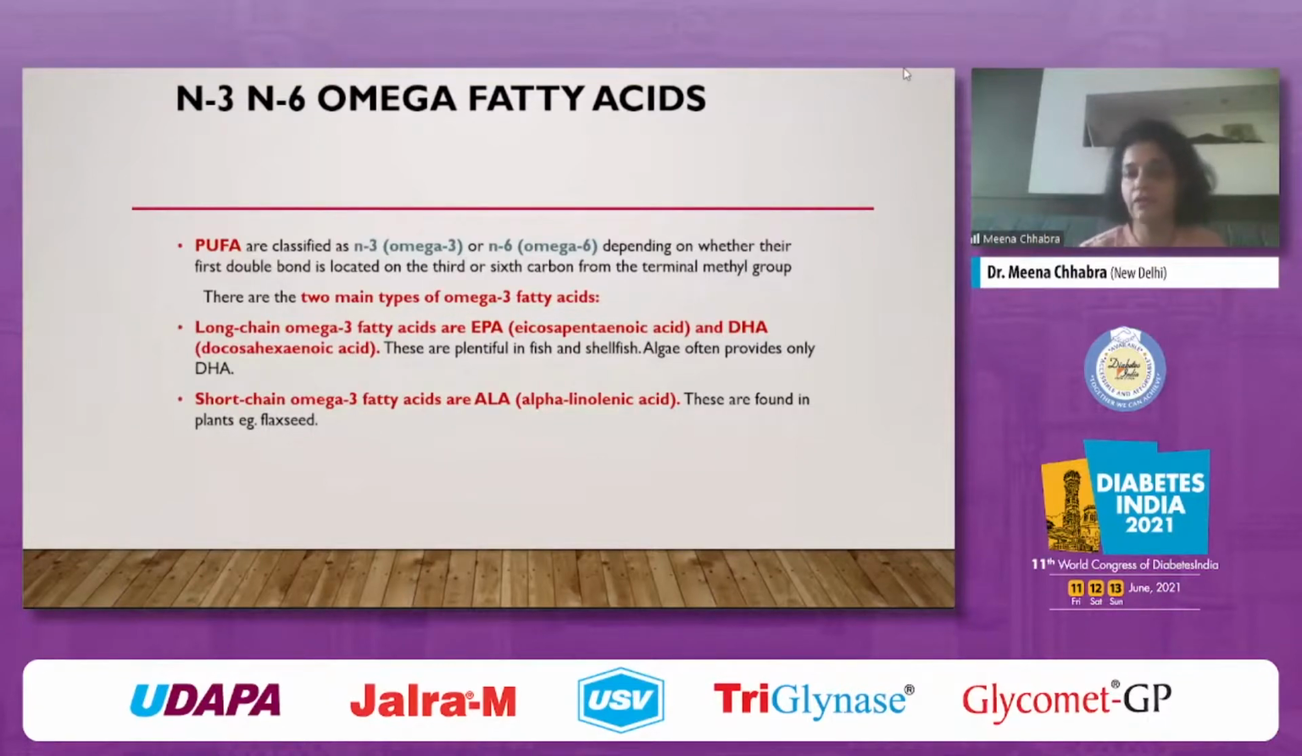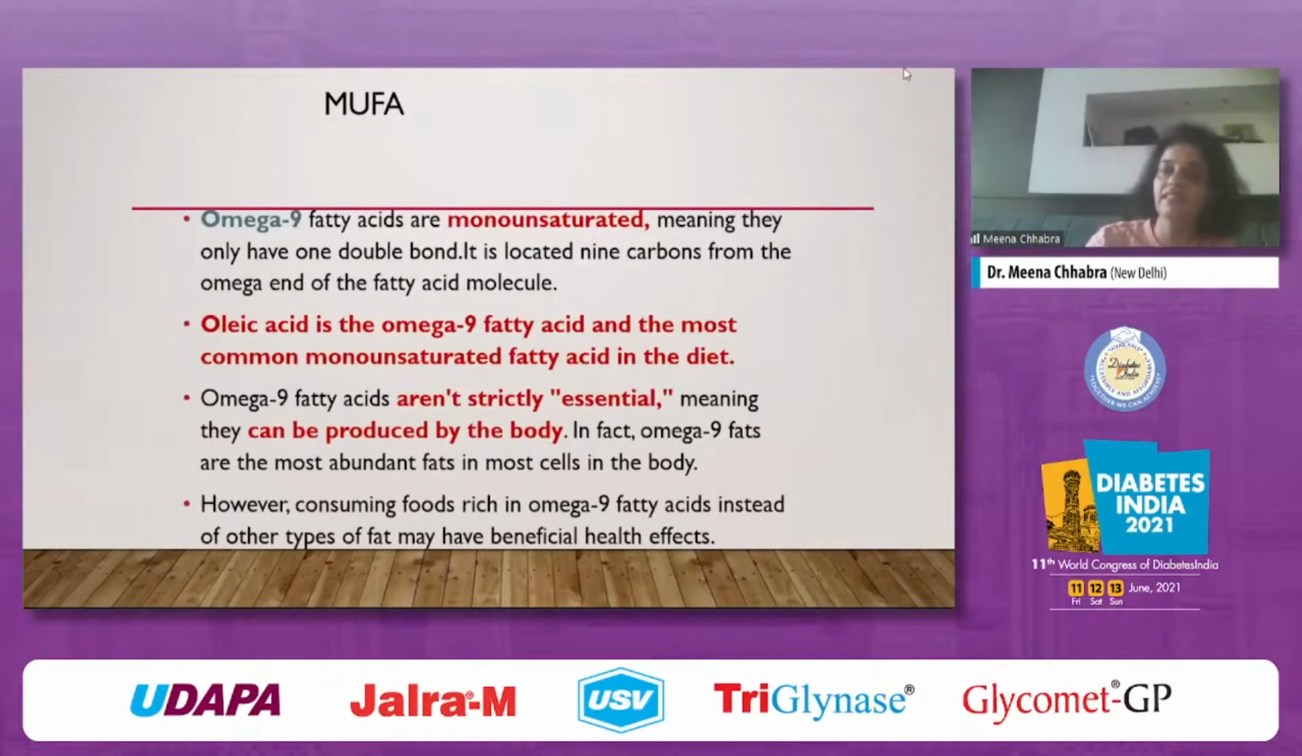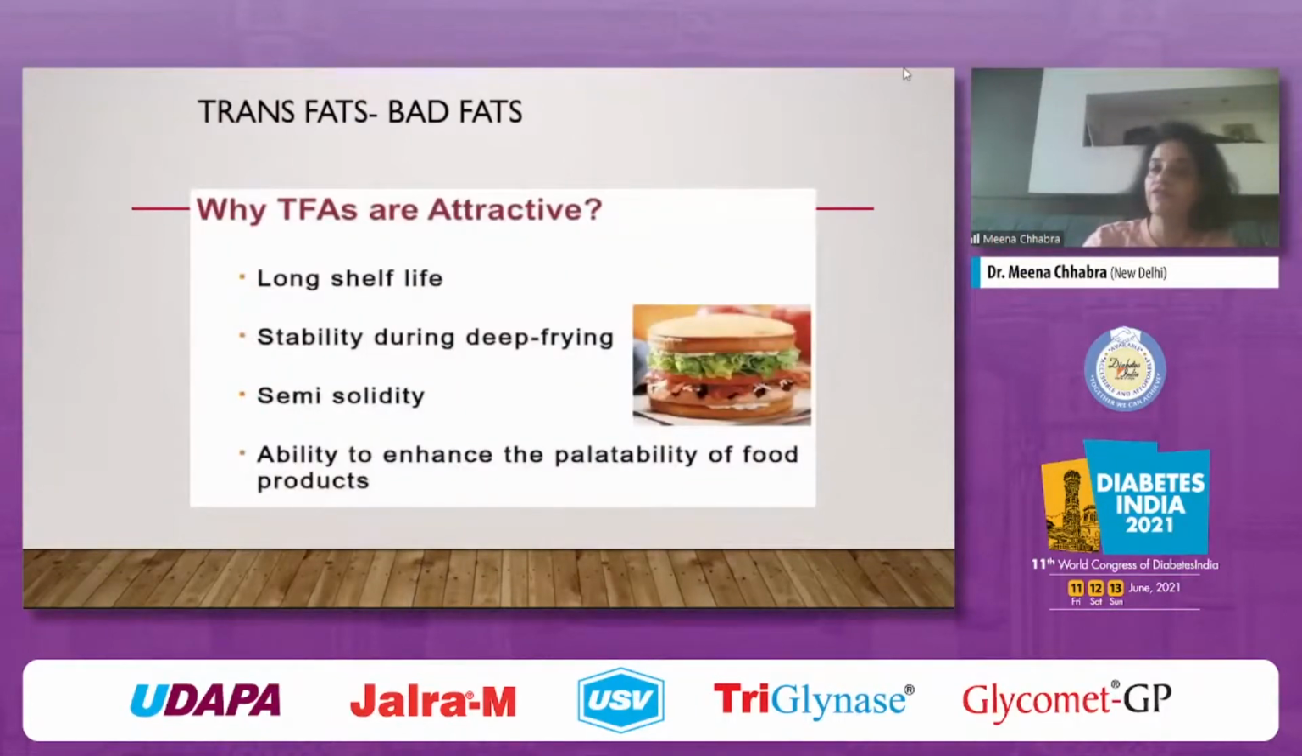Now, long-chain omega-3 fatty acids, which are EPA and DHA, are plentiful in fish and shellfish. Obviously, Indians, even those who are non-vegetarians, take more of chicken and mutton, red meat, and less of fatty fish, and therefore we are deficient in these fatty acids. Short-chain omega-3 fatty acids are ALA. They are found in plant sources like flax seeds. Now, what are omega-9 fatty acids? These are monounsaturated fatty acids, and consuming foods rich in omega-9 fatty acids instead of other types may have beneficial health effects.